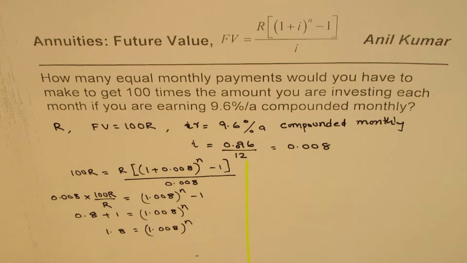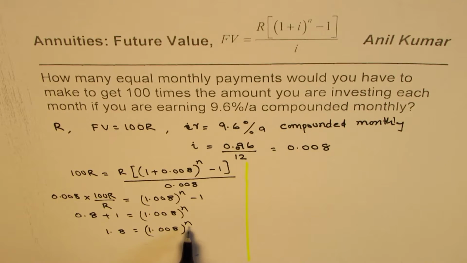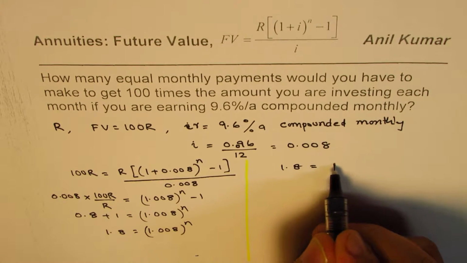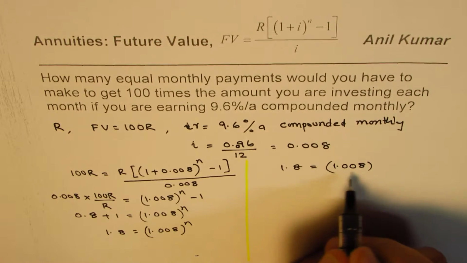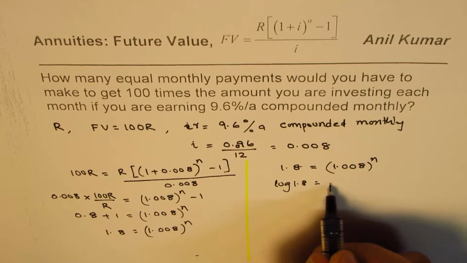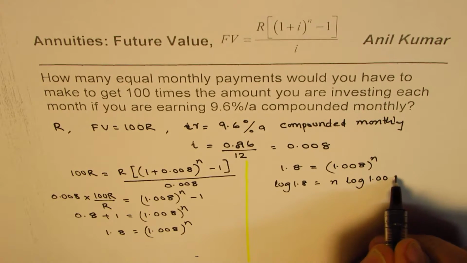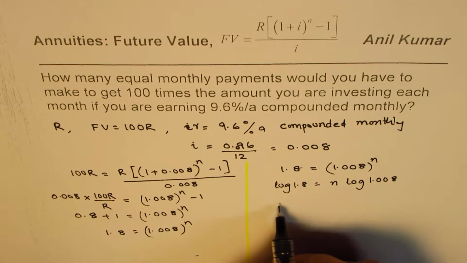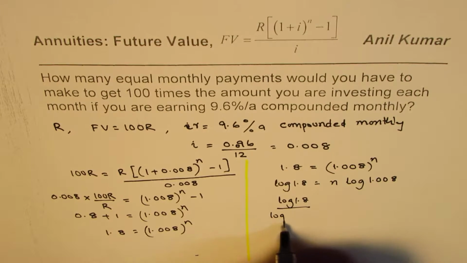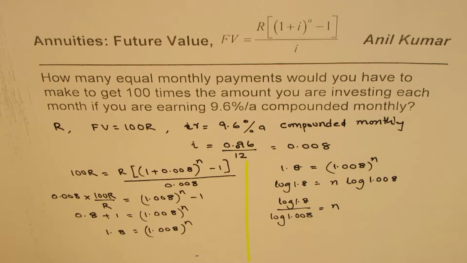Now one method to do it is to use logarithms. So we can take log both sides and then solve for N. So let me rewrite this equation here. We have 1.8 equals 1.008 to the power of N. If I take log both sides, I get log of 1.8, and this is N times log of 1.008. And N can be found as the ratio of log of 1.8 divided by log of 1.008, right? That is how you can get the value of N.